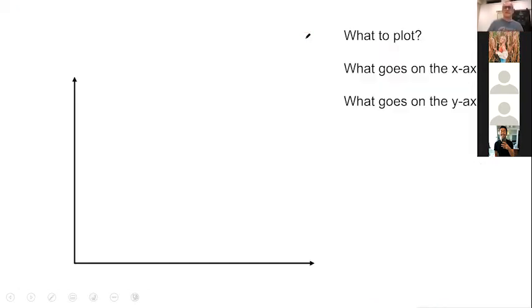Now, what are we going to plot? What goes on the x-axis here, and what goes on the y-axis? Is that the dependent variable or the independent variable? Do you remember the difference? What's the difference between the independent variable and the dependent variable?